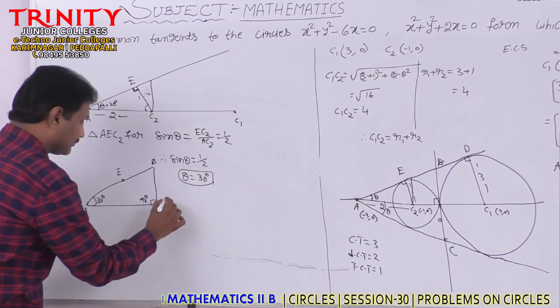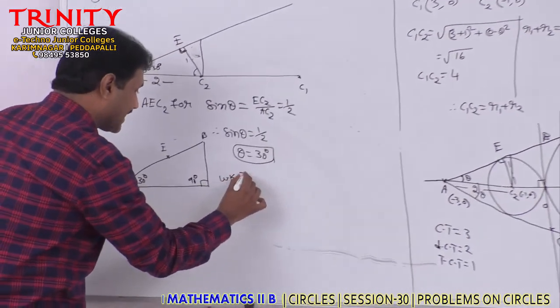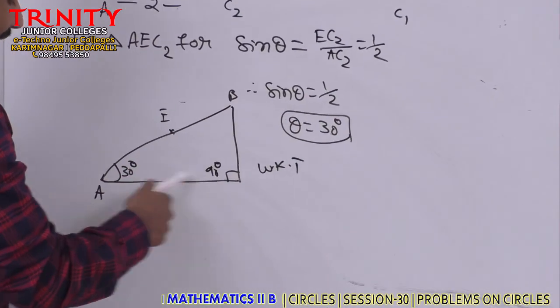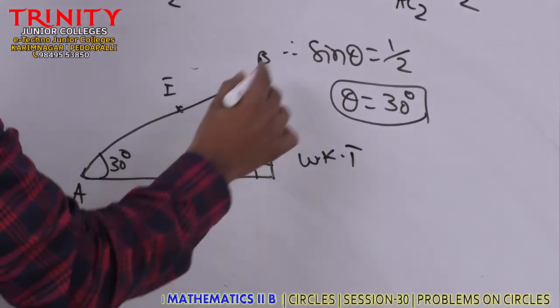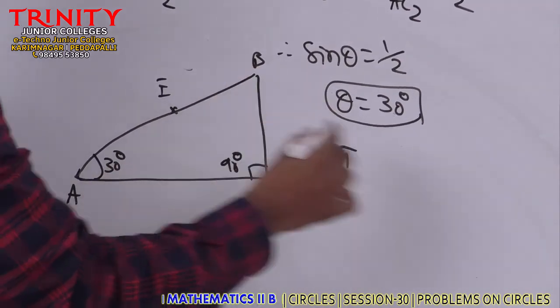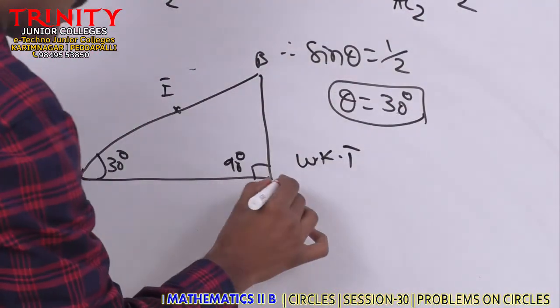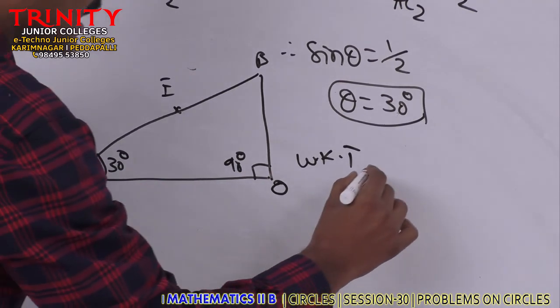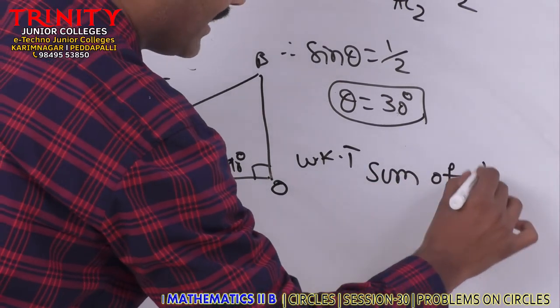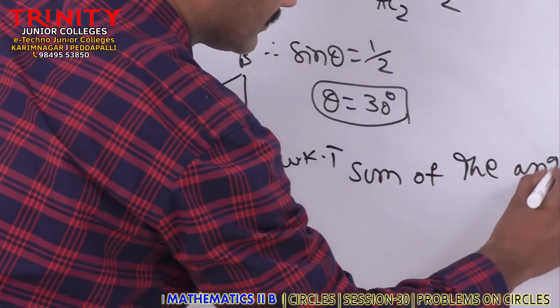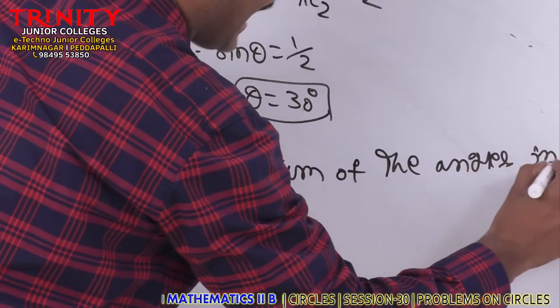We know that the sum of the angles in a triangle is 180 degrees. In this triangle, this is O. In the triangle, the sum of the angles in the triangle EB.